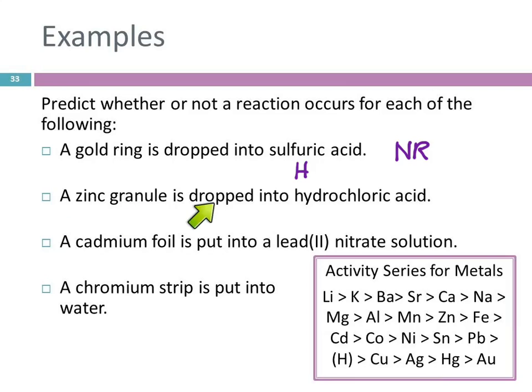A zinc granule is dropped into hydrochloric acid. So again, we're comparing hydrogen. I guess I should have put Au here. And here we have zinc, and we're comparing to hydrogen. Who is cooler, zinc or hydrogen? Zinc. Zinc is higher on the list of activity. Zinc is more active. Zinc is going to replace hydrogen in this compound. It's not asking us to write the formula for the product. It's just saying, does a reaction occur or not? So this one is yes, there's a reaction.